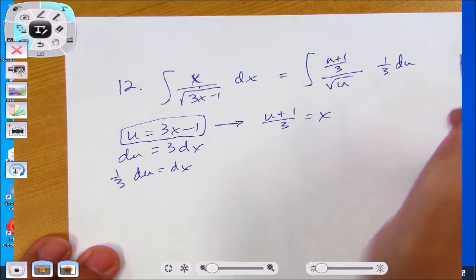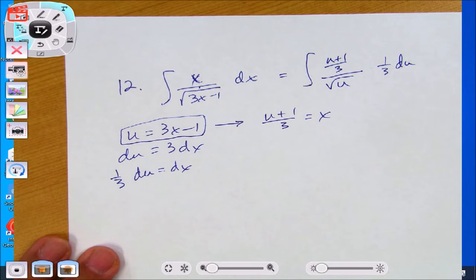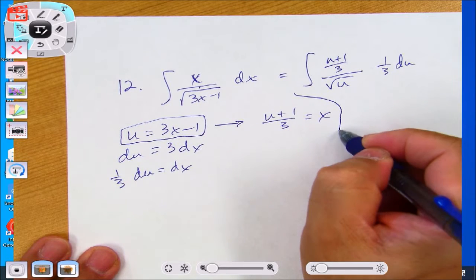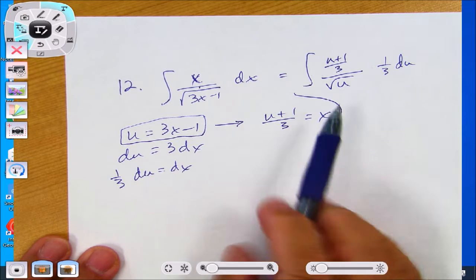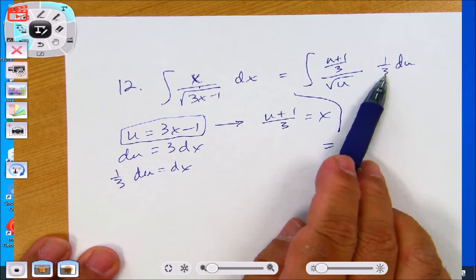Would it help us to make the square root an exponent of 1/2? Yes. In fact, what I'm going to do is rewrite the square root of u. Oh, wait, never mind. Alright, so now I am going to clean that up. So I have a 3 here and a 3 here.